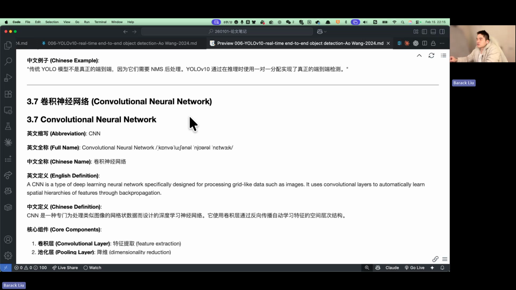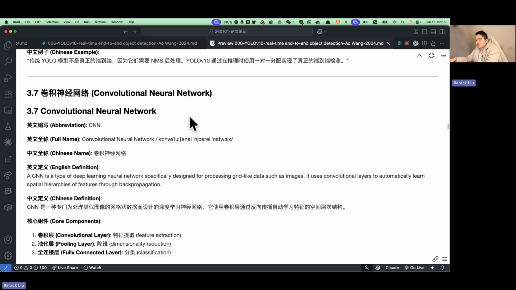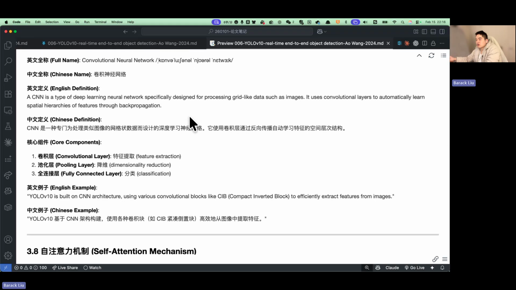A CNN is a type of deep learning neural network specifically designed for processing grid-like data such as images. It uses convolutional layers to automatically learn spatial hierarchies of features through back propagation. Core components such as convolution layer, pooling layer, fully connected layer.